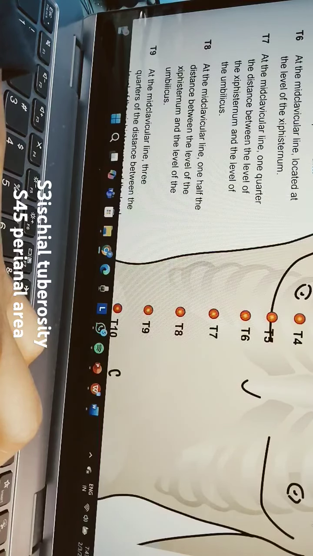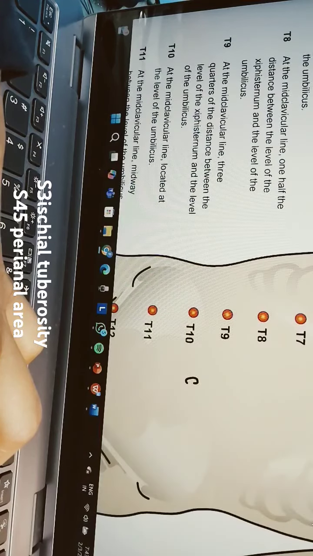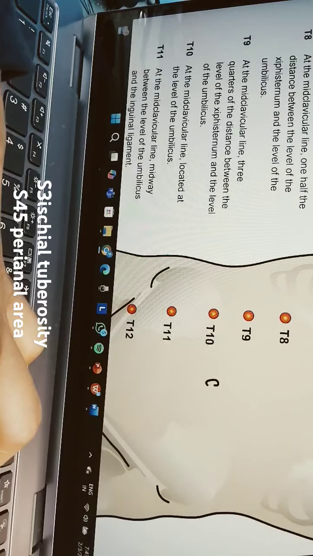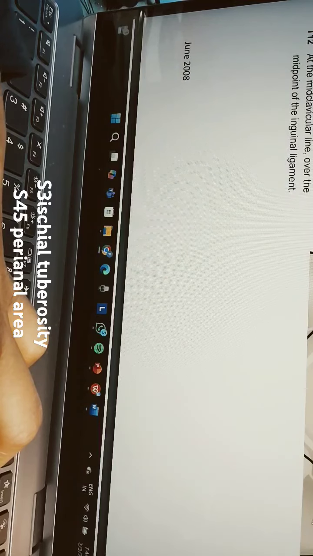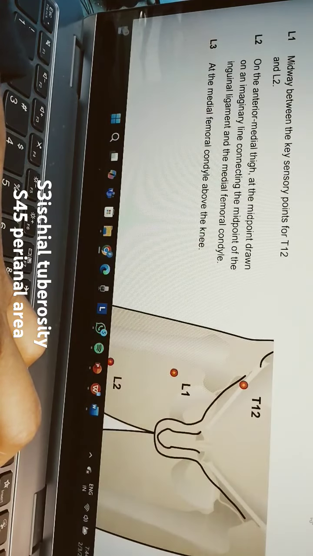T8: mid-clavicular line, 1/2 distance between the xiphisternum and the umbilicus. T9: mid-clavicular line, 3/4 distance between the xiphisternum and the level of the umbilicus. T10: at the mid-clavicular line at the level of the umbilicus. T11: at the mid-clavicular line, midway between the level of the umbilicus and the inguinal ligament. T12: mid-clavicular line over the midpoint of the inguinal ligament.